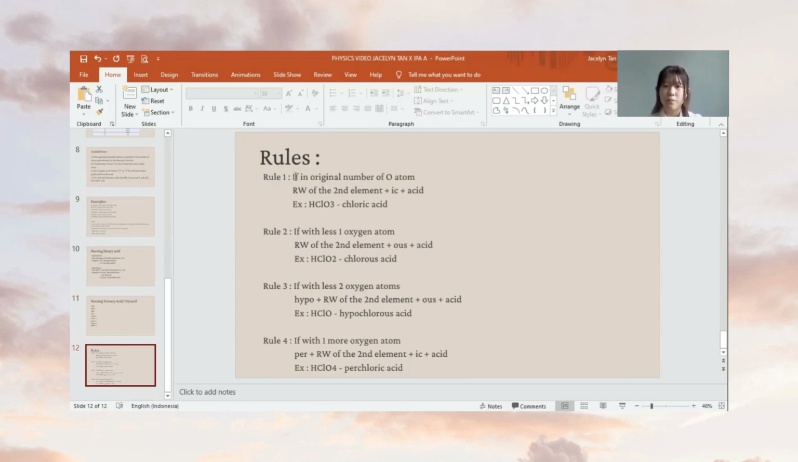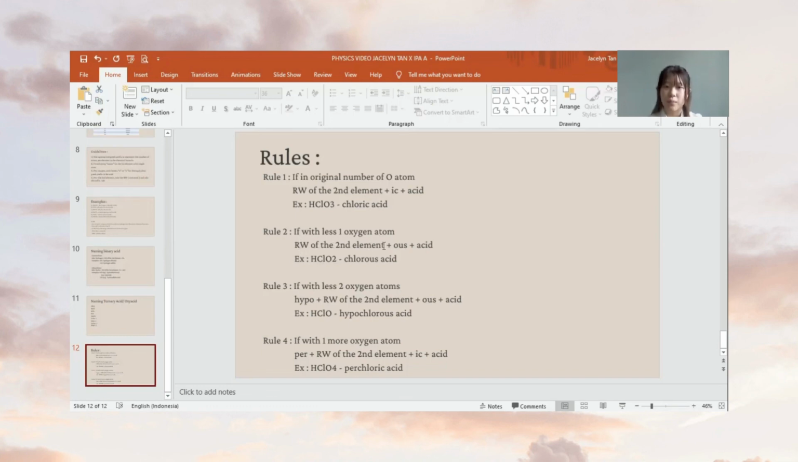So rule number 1, if an original number of oxygen atom, the rule is root word of the second element plus IC plus acid. So example, HClO3. So we use the root word of the second element, which is Cl plus IC plus acid. The root word of Cl, it is chlor plus IC plus acid. It becomes chloric acid.